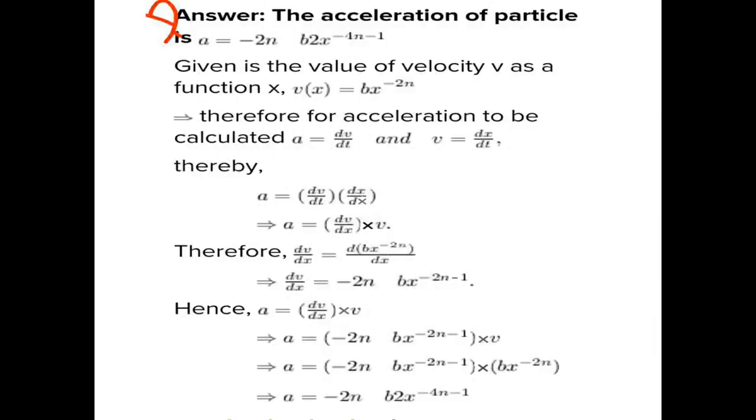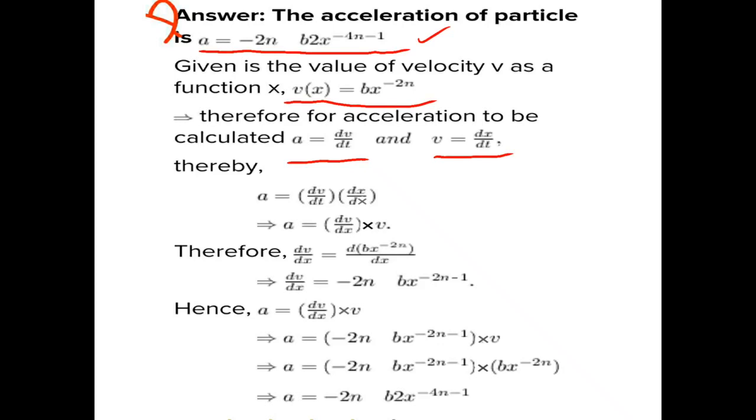So the answer for question number 1 is option D. So a is equal to minus 2n b square x power minus 4n minus 1 is the correct answer. Here they have given v of x is equal to b x power minus 2n. We know acceleration is given by dv by dt, velocity is given by dx by dt.